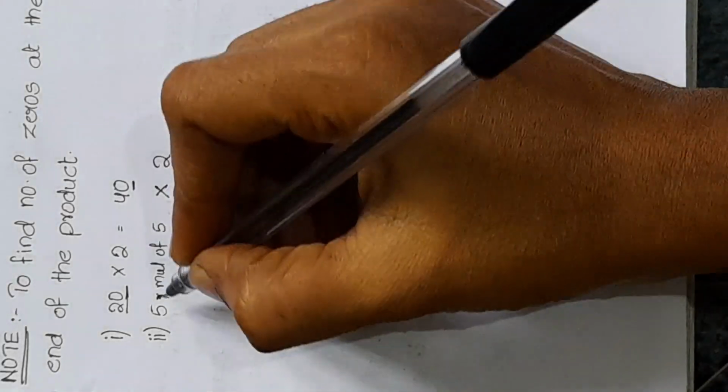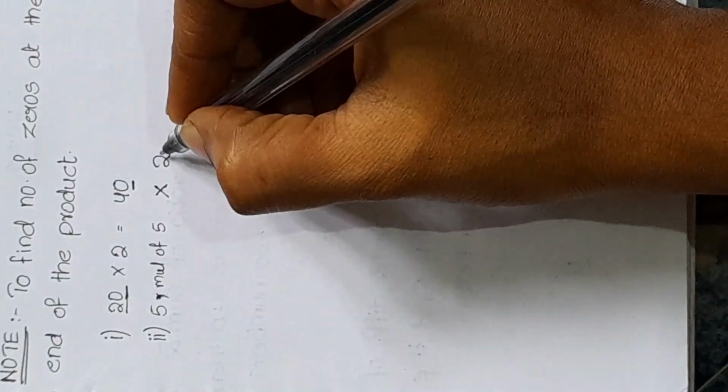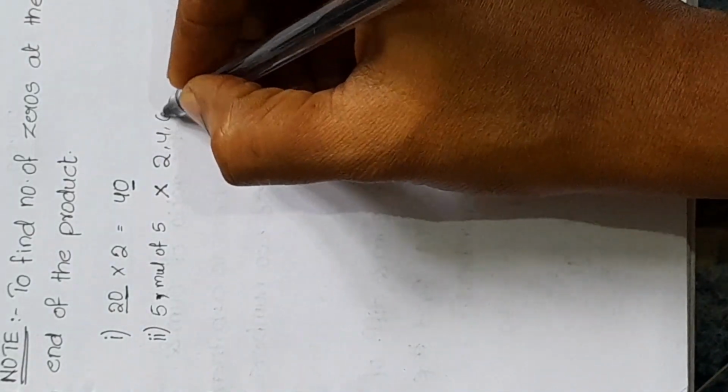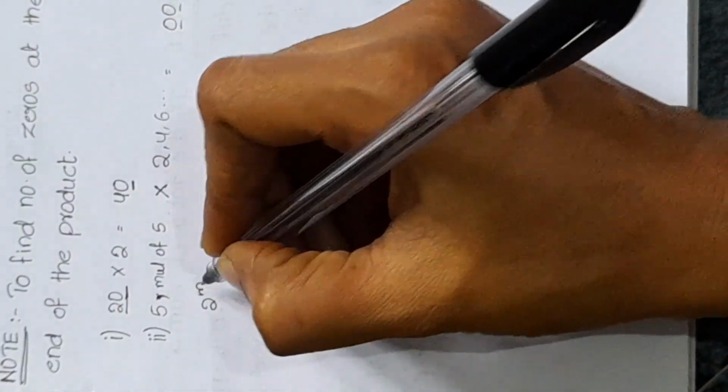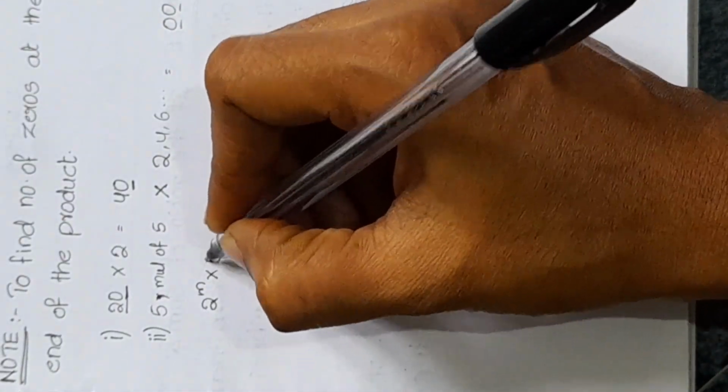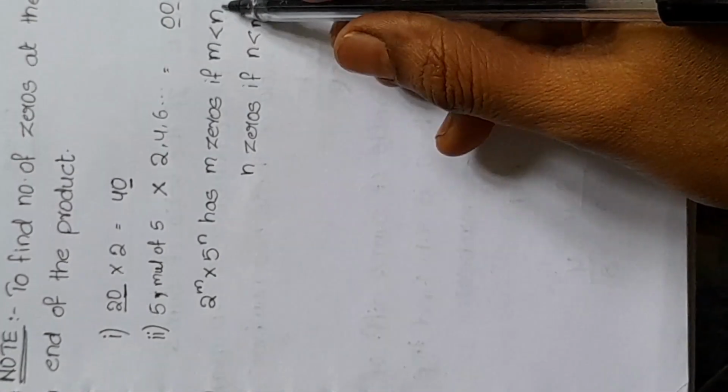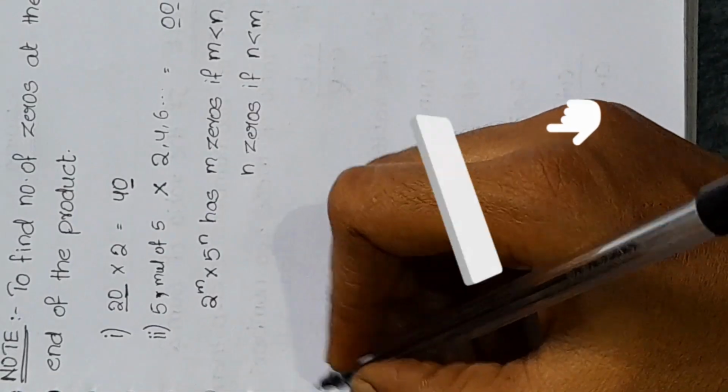The second one is when 5 or multiples of 5 are multiplied with an even number, that is 2, 4, 6 and so on. When an even number is multiplied with 5 or multiples of 5, we also get zeros at the end. From this we can write 2 power m into 5 power n has m zeros if m is less than n, has n zeros if n is less than m. Let us see an example based on this model.